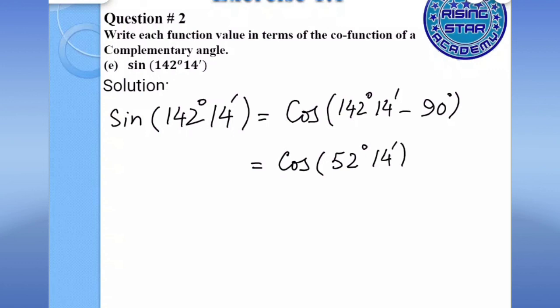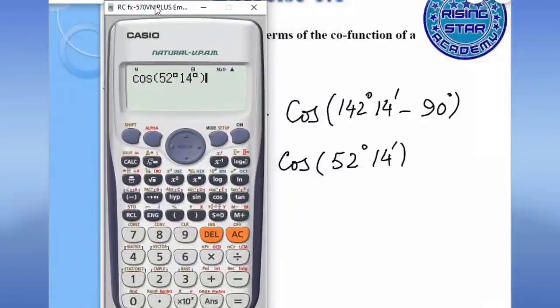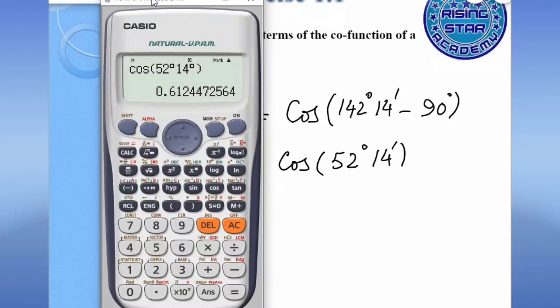Now we would verify it by using the calculator. Now we will verify our answer. So sine of 142 degree 14 minutes. The answer is 0.612. Okay, remember that, 0.612 for the question. Now I would verify the answer, that we have cos of 52 degree and 14 minutes. You can see over there. Here we have cos of 52 degree 14. So the answer is same, 0.612. It means our answer is correct. So it's verified.